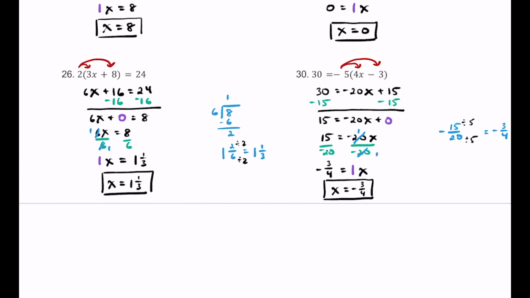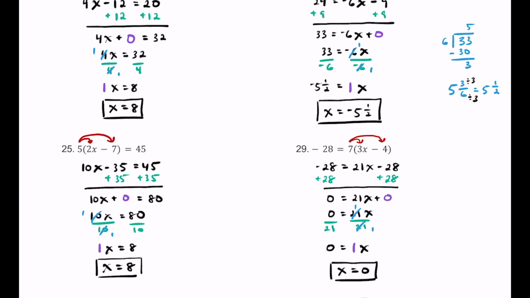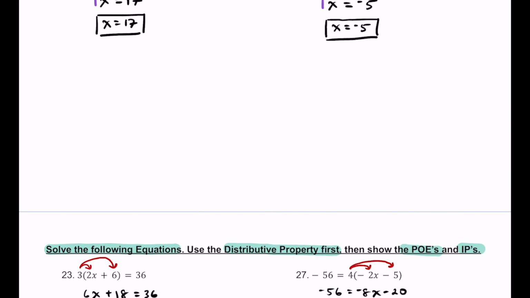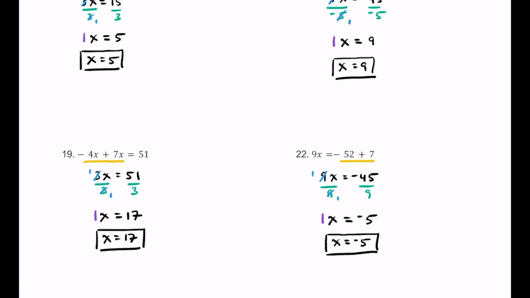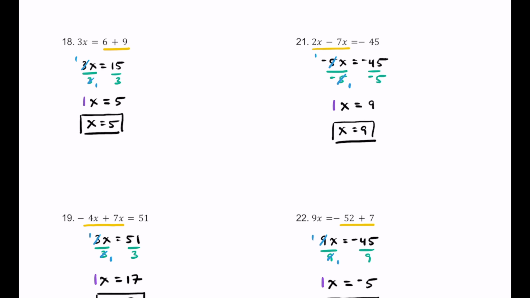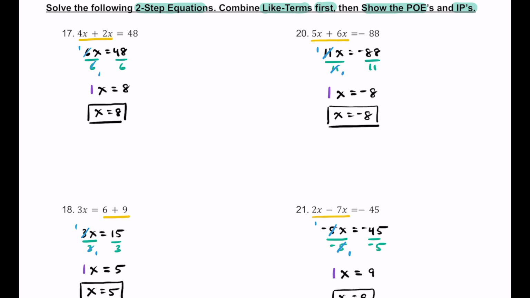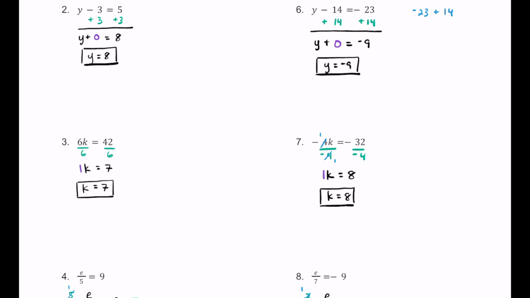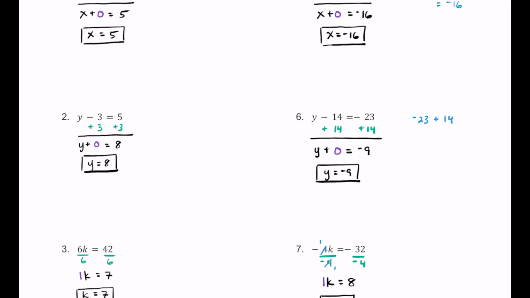All right, cool. So there you have 30 different practice problems that are dealing with equations. These ones have distributive property and using both properties of equality, or two properties of equality rather, and the identity properties. These ones over here use combining like terms, and then use properties of equality and the identity property. And these ones up here use one of the properties of equality and one of the identity properties.